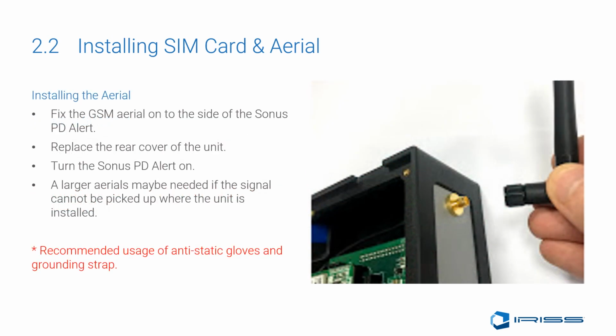Installing the aerial. Fix the GSM aerial on the side of the Sonus PD Alert. Replace the rear cover of the unit. Turn the Sonus PD Alert on. A larger aerial may be needed if the signal cannot be picked up in the position that the unit was installed.